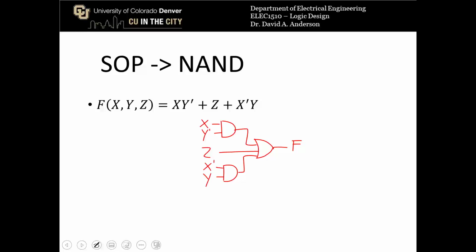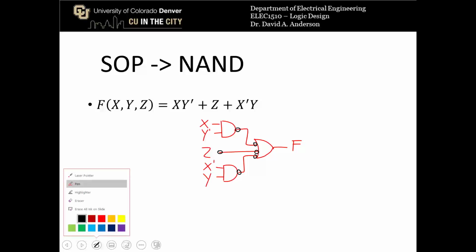So I want to complement these inputs by adding bubbles to them visually, but I can't do that because I'm changing the logic. So what I need to do is cancel out those complements by adding bubbles to the other end of each of those wires. As long as I have two bubbles on a wire, those complements will cancel out and I'm good to go. So on the other end of each of those wires, I add another bubble. And now I visually change those gates or the bubbles into NAND gates.